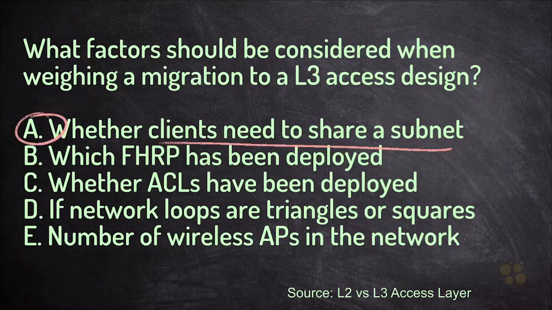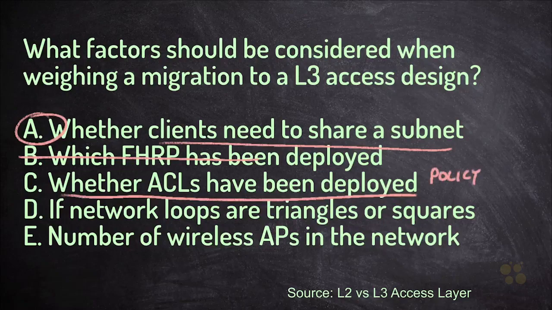Which FHRP has been deployed is not a factor in whether we're going to go with Layer 2 or Layer 3. Now C is interesting because whether ACLs have been deployed or not, it doesn't seem like it should be taken into account for a Layer 2 versus Layer 3 design. But remember, we talked about that policy sprawl, and we have policy deployed at the distribution layer. Well, if we're going to push the Layer 3 SVIs out to the edge, then that policy is going to move out to the edge as well.